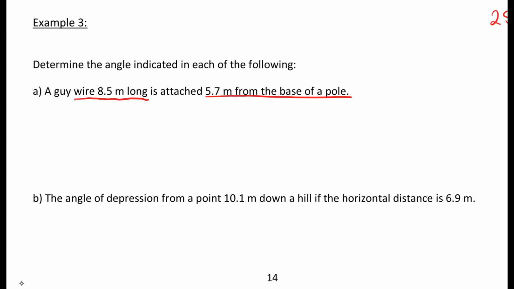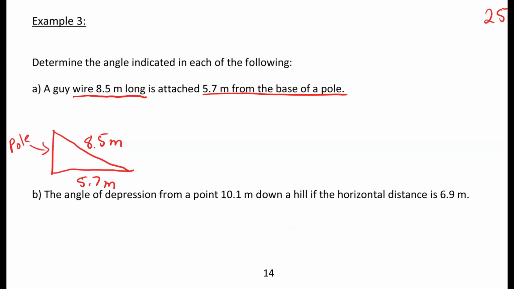So if we have a pole and we have to make a triangle, we know that. So we have our triangle. Now I'm just doing a rough drawing. I'm not doing it to scale. It's just to help us solve this problem right now. So it says the guy wire, which is 8.5 meters long, so this is going to be our wire, is attached 5.7 meters from the base. So if this is our pole, it's 5.7 meters from the base, so this would be 5.7 meters.